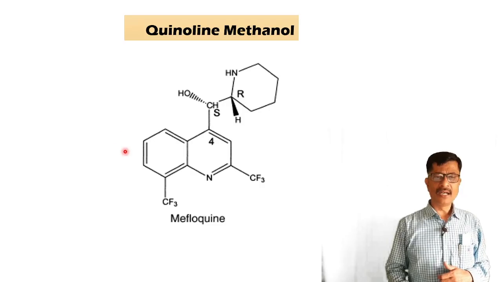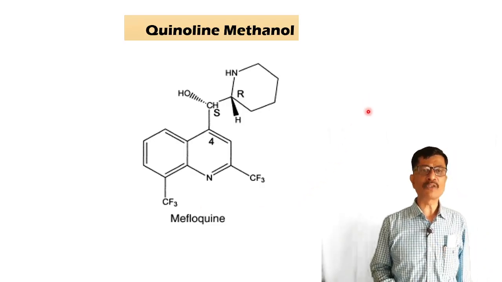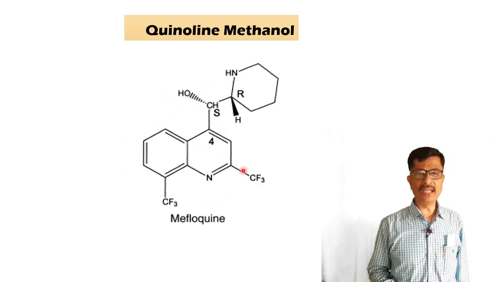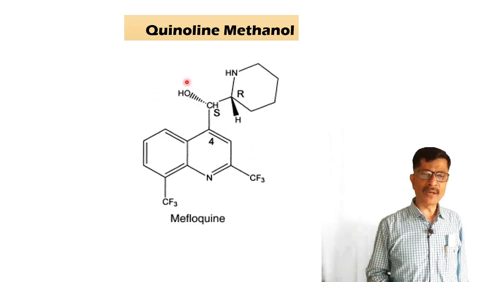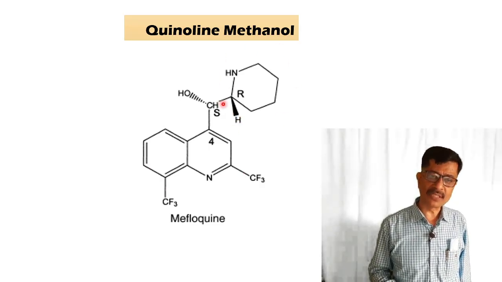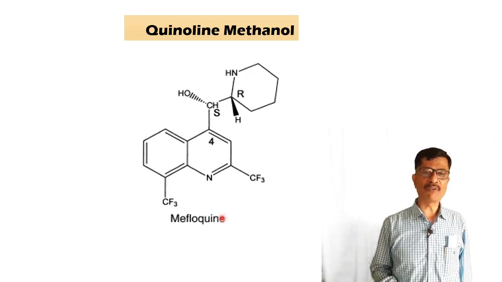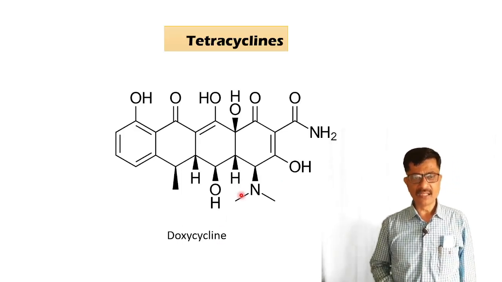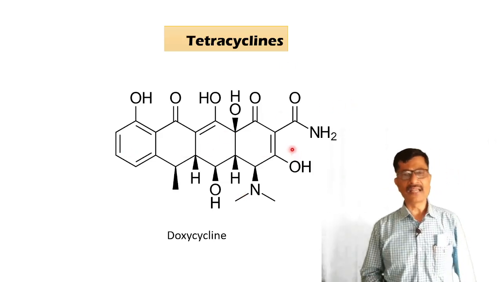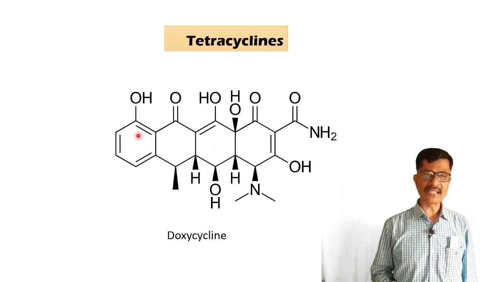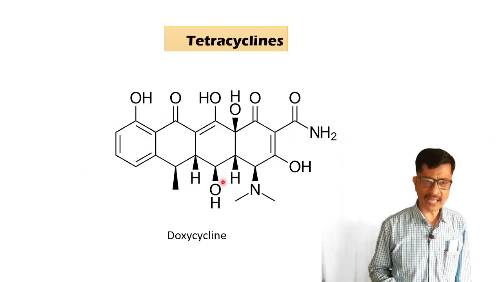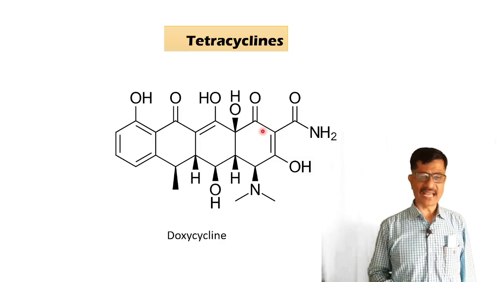Mefloquine is a drug from the quinoline methanol class. Look at this, this is a quinoline and this is methanol. The quinoline moiety is present in quinine, and this methanol is substituted with a heterocycle, forming mefloquine, showing antimalarial effect. Tetracyclines: doxycycline can be used under this class against malaria. These are tetracyclines because the 4 rings, 1, 2, 3 and 4, are fused together to form this tetracycline.